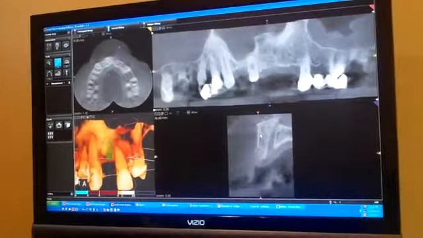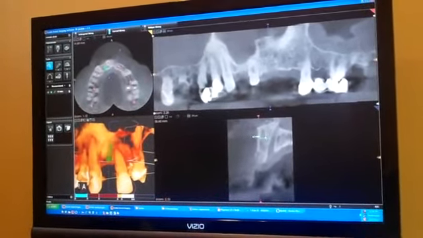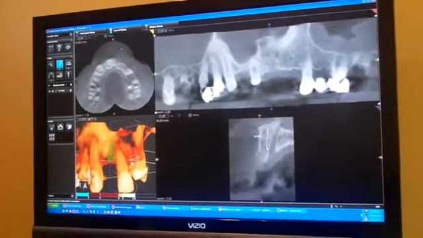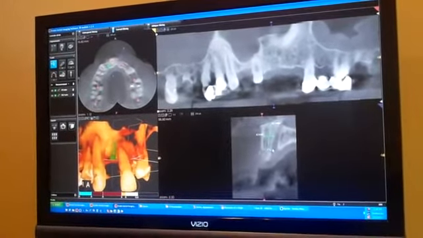So you can take a little measurement and you can know exactly in millimeters. This is 4.1 millimeters wide, and in this particular area this is probably about 14 millimeters or so, 10.7, and so that's the maximum amount of bone you have.